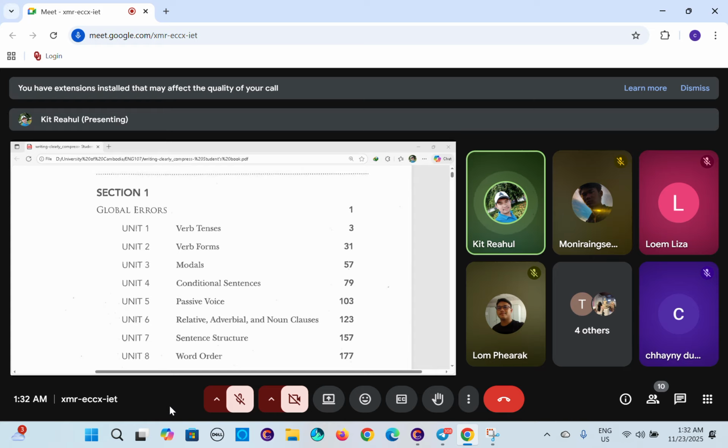And this is the main purpose of using perfect tenses. We use perfect tenses to talk about the action that happened before something, before another action, or before a specific time. Before now, we use present perfect. Before something in the past, we use past perfect. And before something in the future, we use future perfect.